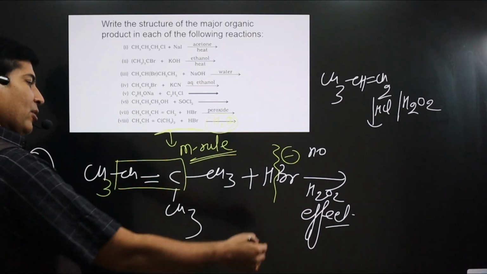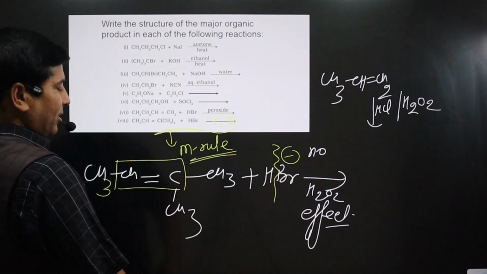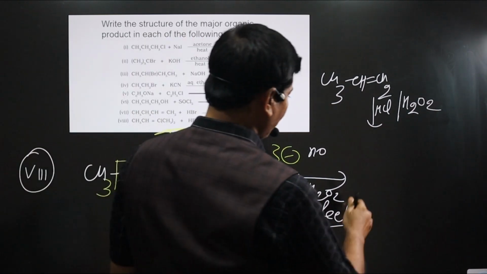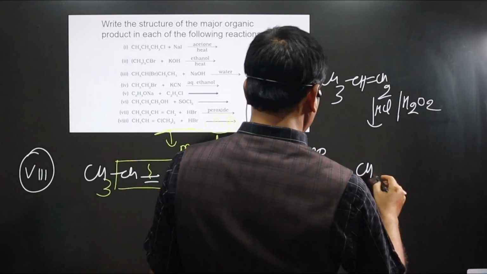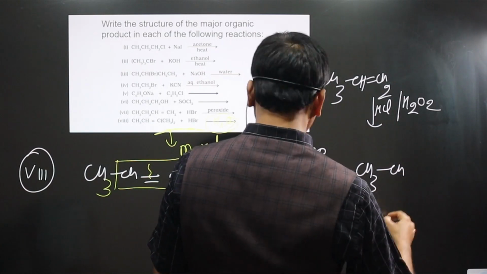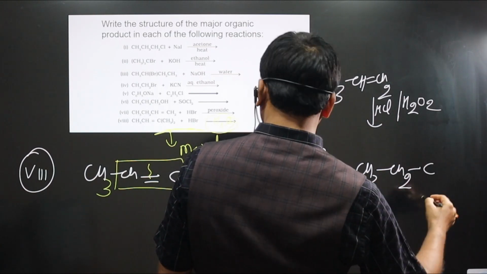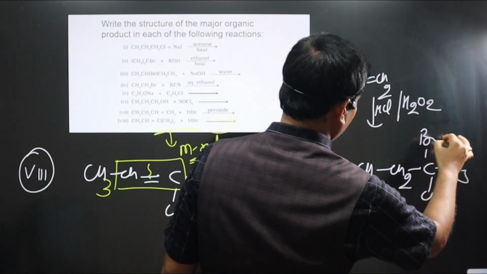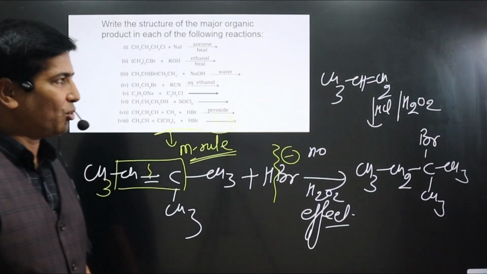The Br minus will attach to this carbon, break this bond, and hydrogen will go to the other carbon. So the product we are getting is CH3, then CH2, then C, with CH3 and CH3, and Br is there. This is the product we get.